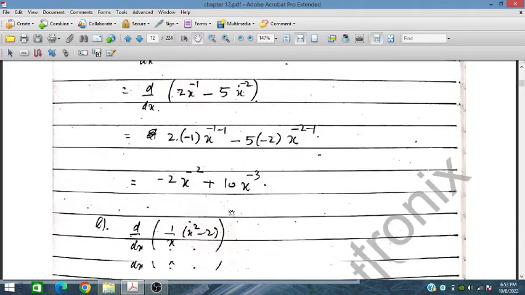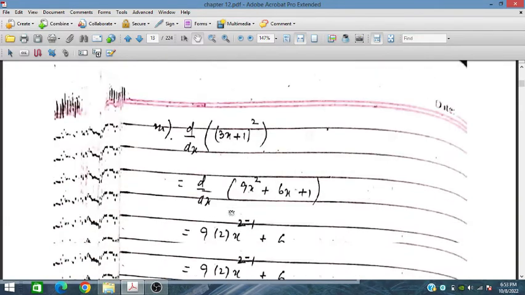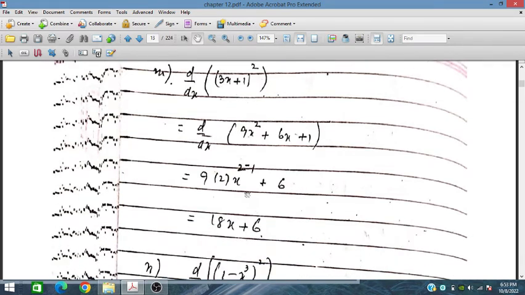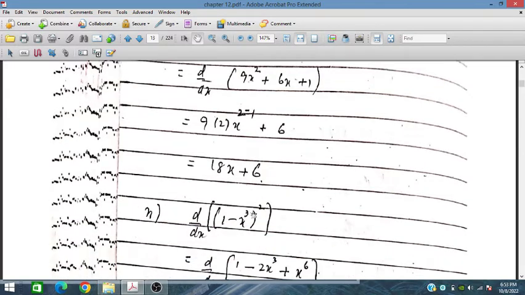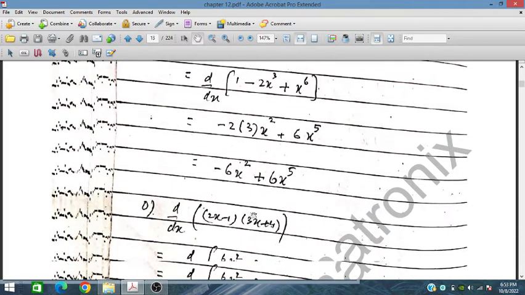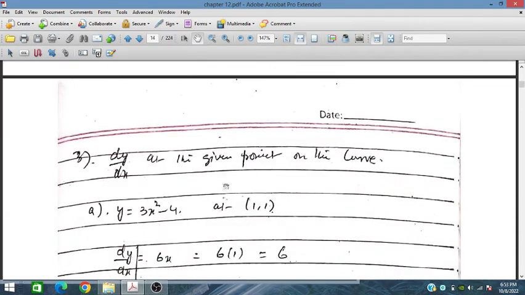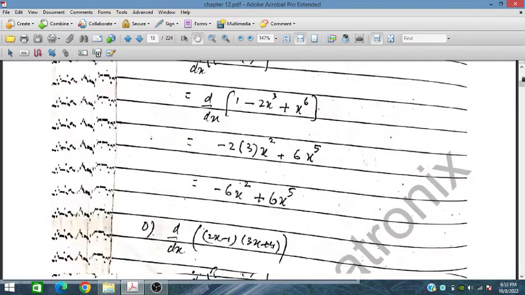Similarly for this one, this could be done like this. Other methods also exist, we will do them later on. This one is this. So we have to find the dy by dx at a given point on the curve. So let's read question number 3 again.